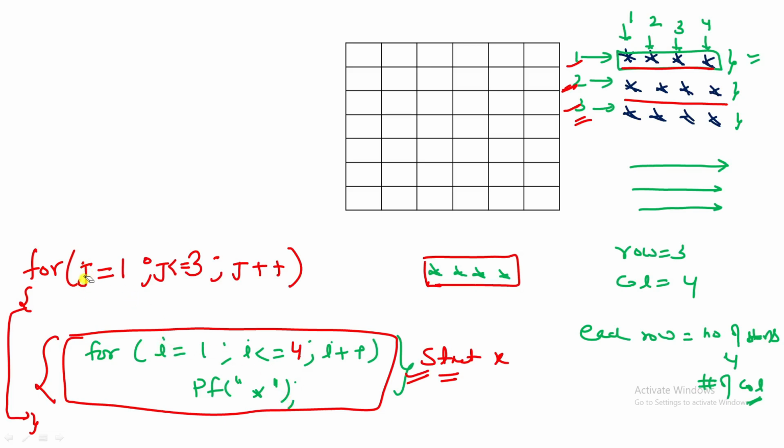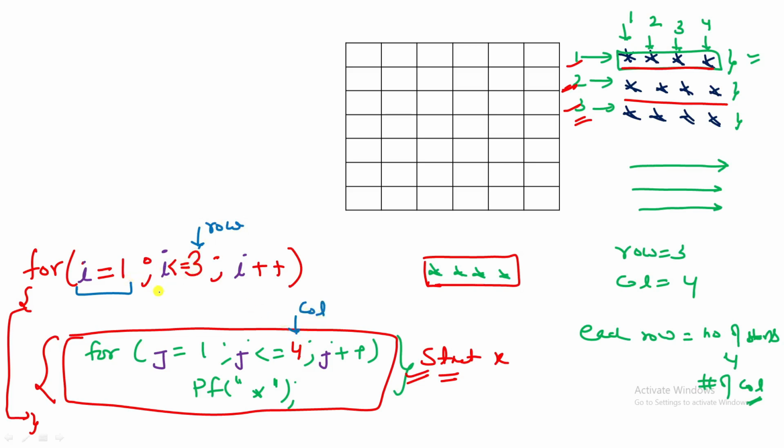If you see in the books also, in the outer for loop they use the i variable, and in the inner for loop they use the j variable. So here also you can use the same thing. Here you can assume that this 3 is the number of rows and this 4 is the number of columns.